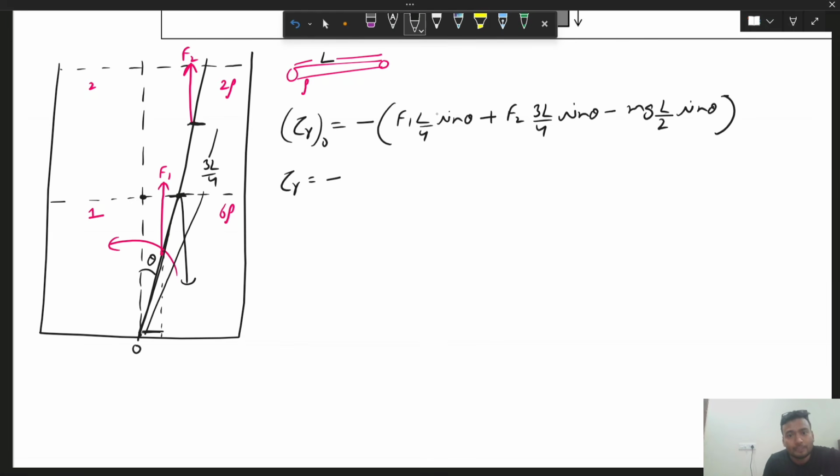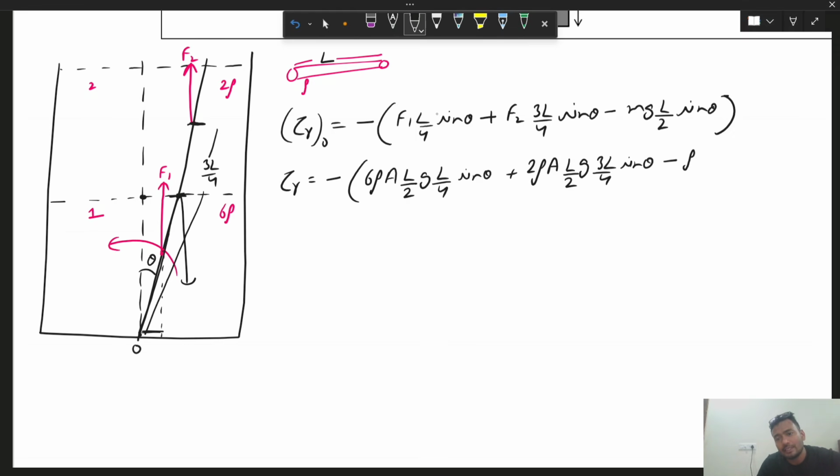Now let's further simplify it. Buoyant force for the lower portion of the rod: density of the liquid is 6 rho, then cross-section area A, and length L by 2, into g, L by 4 sine theta. Plus for the upper liquid, for the upper portion of the rod, 2 rho A, L by 2 g, then 3L by 4 sine theta. And the mass of this rod you can write as density into volume, so rho AL, then g, L by 2 sine theta. And this is about O point, restoring.